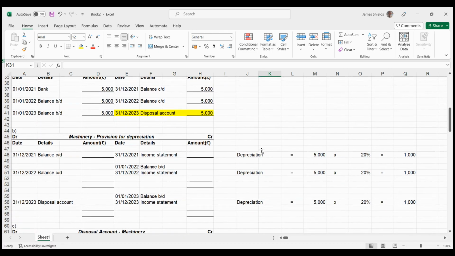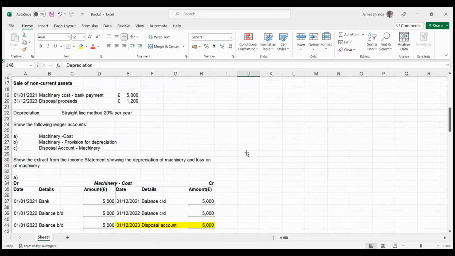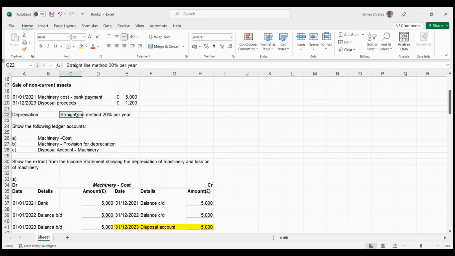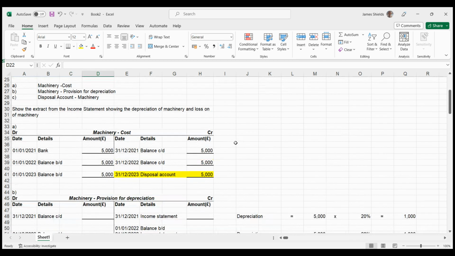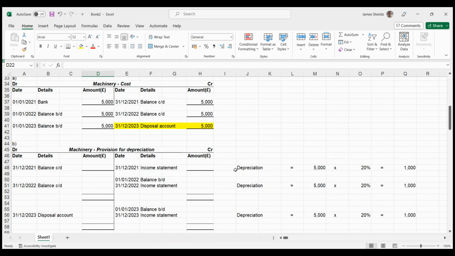Now, depreciation. The depreciation, we're told in the question, is straight line method at 20% per year. So for the method of depreciation, we take the cost times 20% per year. So year 1, the 31st December 2021, the cost was £5,000, times 20%, gives us a depreciation of £1,000. So that £1,000 is going to go in our income statement. So our provision for depreciation on the credit side, we have £1,000.